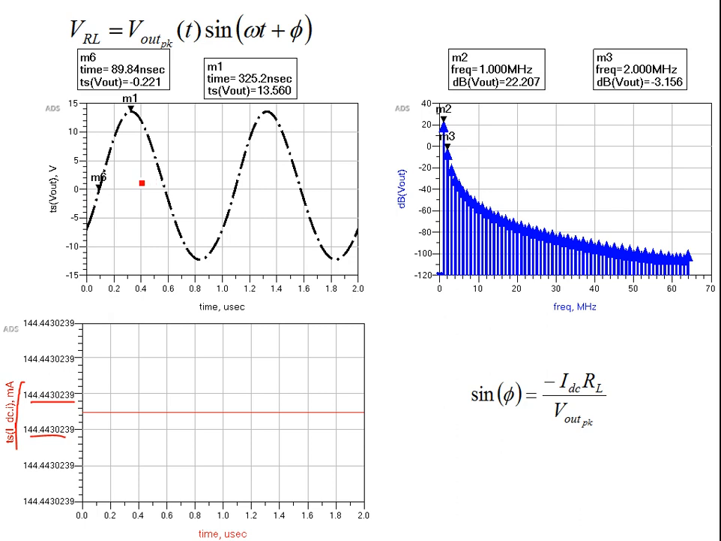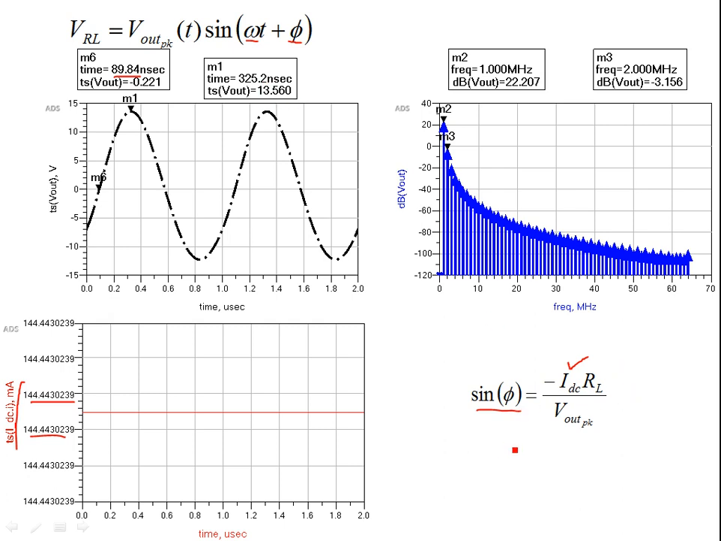The other thing is, if you look at the output, first of all, you see a phase difference, which is about 89.84 degrees, because if you remember, VRL is a nice sine wave with the desired frequency omega around 1 megahertz, and then there is a phase shift. If you recall, we calculated this phase shift before. It depends on the choke current IDC. It depends on the load, which is 50 ohms, and this peak you can see is about 13.5 volts.